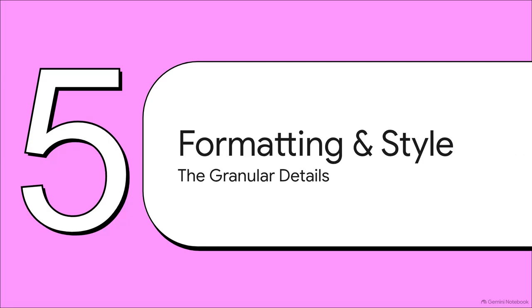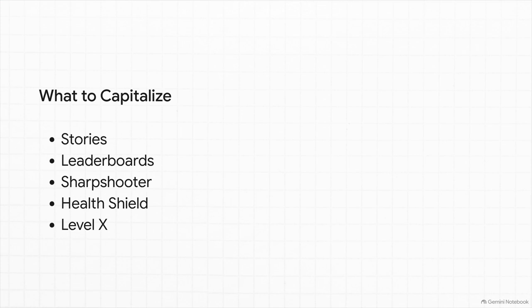Finally, let's wrap up with Section 5, Formatting and Style Rules, the granular details. We're looking at the hyper-specific, almost subliminal formatting details that maintain this casual vibe throughout your entire learning journey. The guidelines dictate very specific rules for what actually earns a capital letter. Specific, unique app features like Stories or Leaderboards, achievements you unlock like Sharpshooter, and items you purchase like a Health Shield are always given the importance of a capital letter.